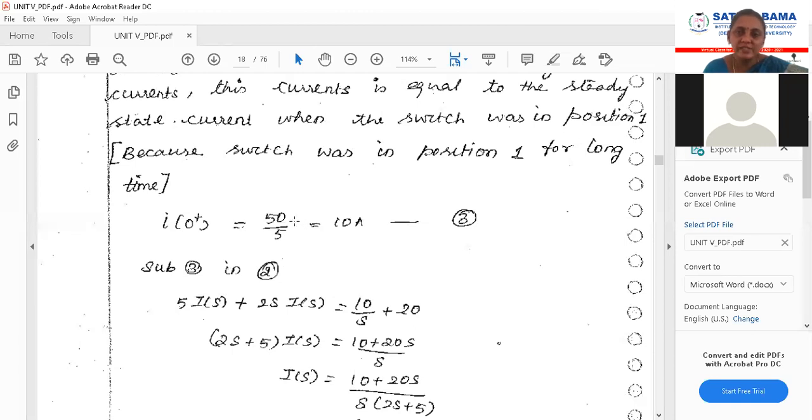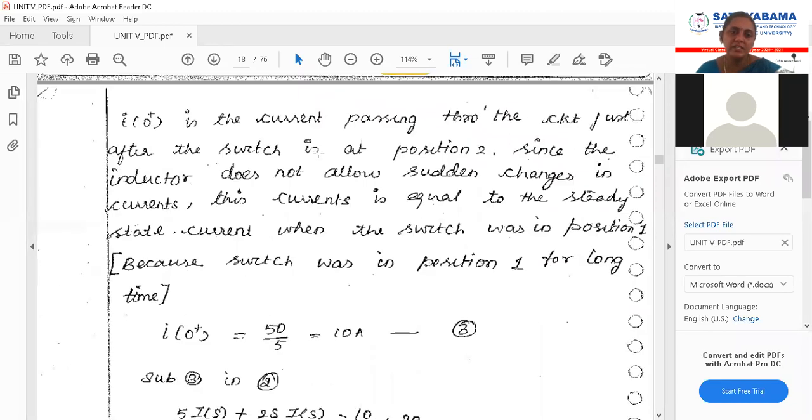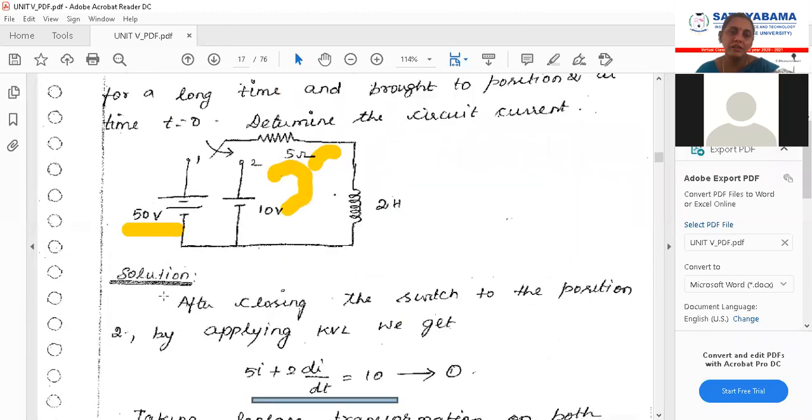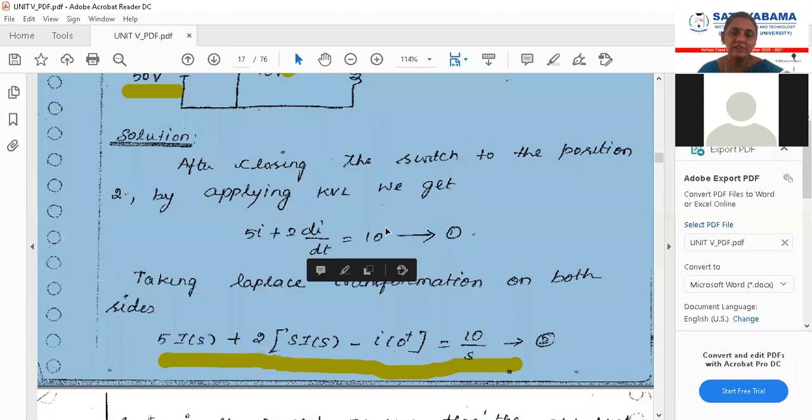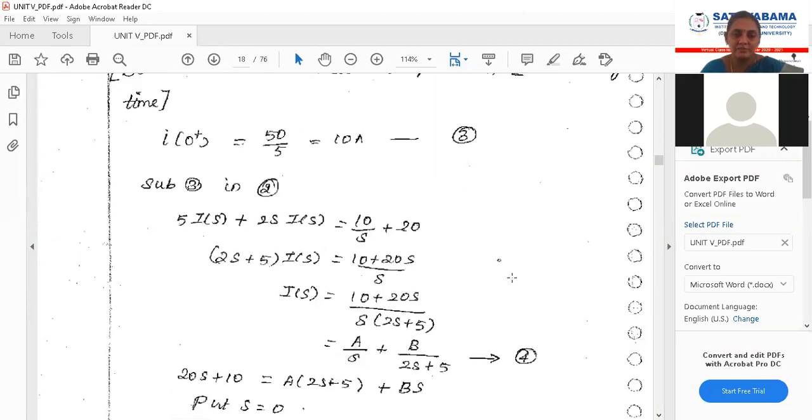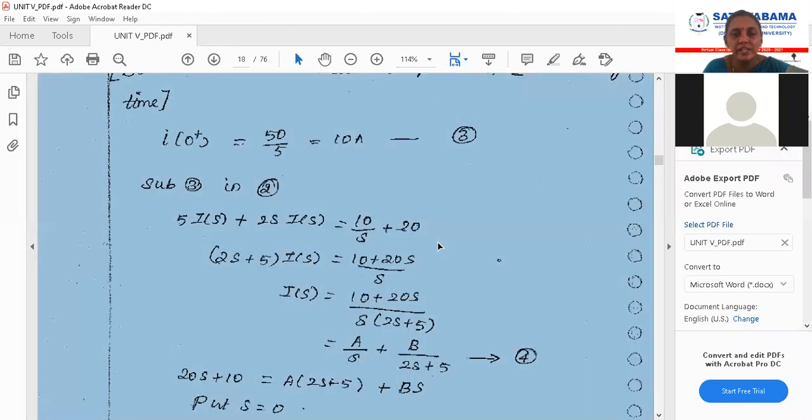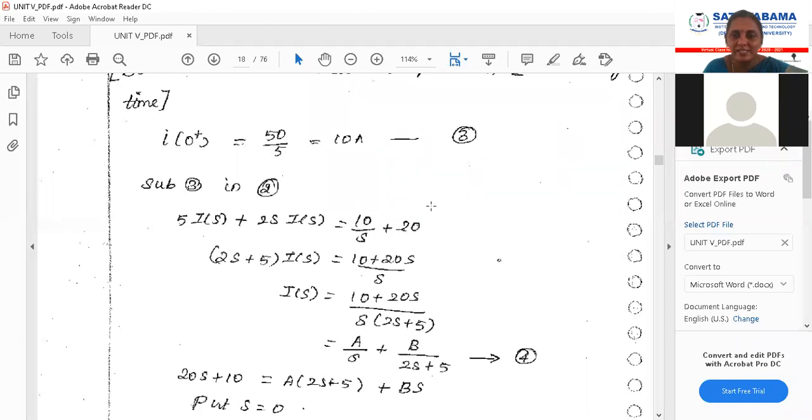Next, you know what is I of 0 plus? I of 0 plus is equal to 50 by 5, because it is the same formula as E by R. What is the E value here? E value here is going to be 50, and resistance is 5. So 50 by 5 will be 10 amps. Now substitute here: 5 into I of s plus 2 s into I of s is equal to 10 by s plus 20. Just rearranging the equation, you have got this.